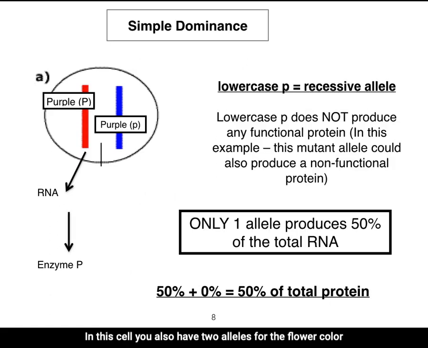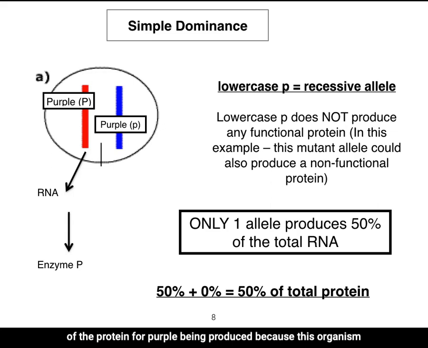In this cell, you also have two alleles for the flower color, the uppercase P and the lowercase p. The uppercase P makes mRNA, and ultimately the P enzyme needed to make the flower purple. However, there's also a lowercase p. This indicates that the allele will not produce functional protein, because each allele will be responsible for producing 50% of the RNA. In this heterozygous cell, you will only have 50% of the protein for purple being produced.